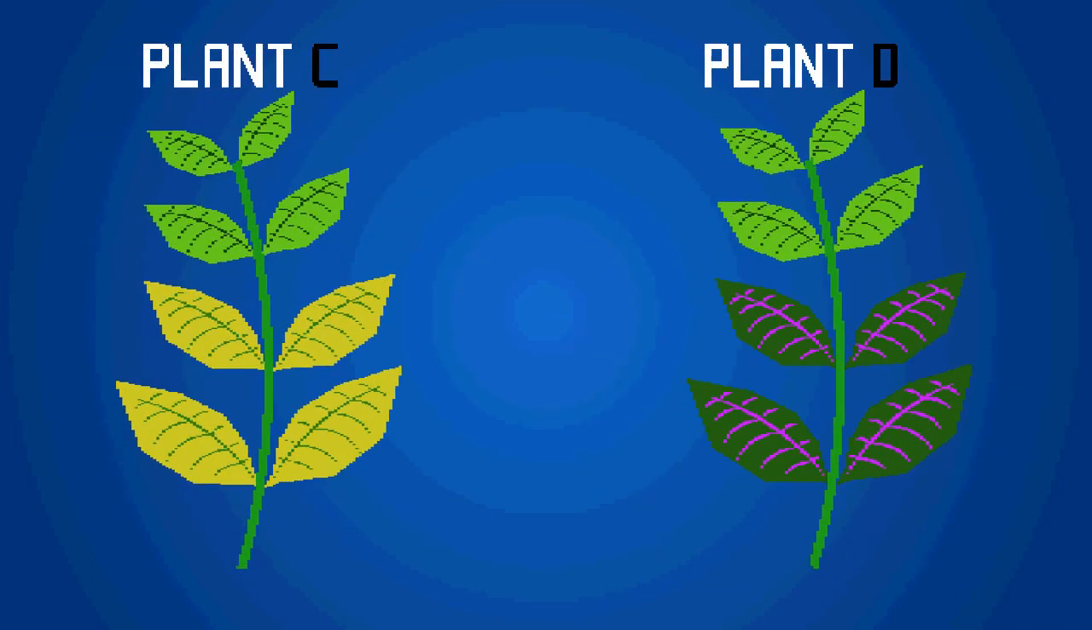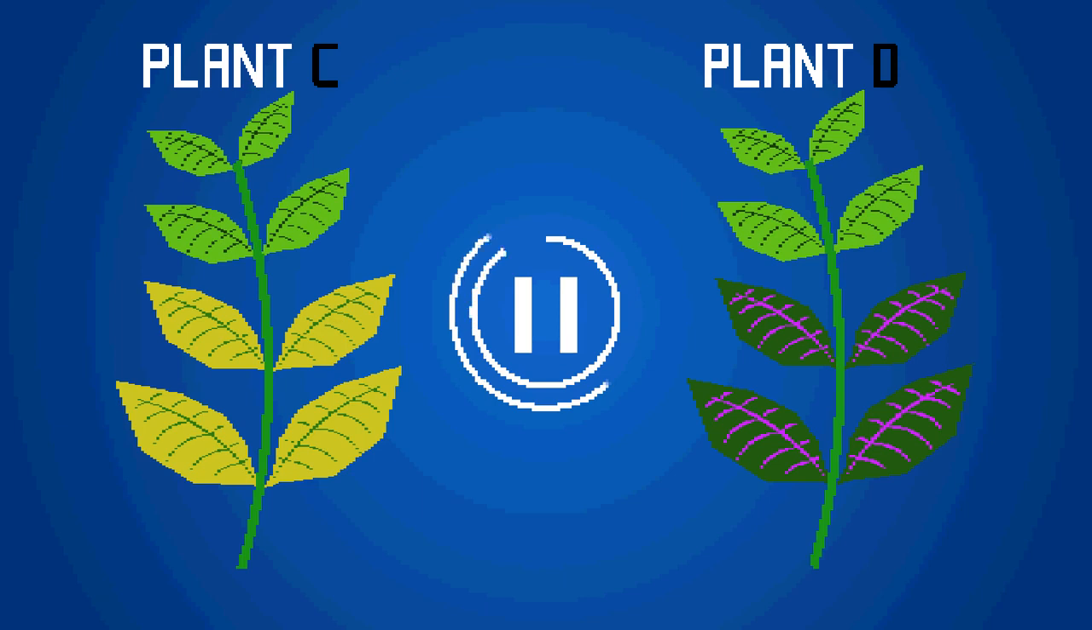Now let's look at plants C and D. They are also both suffering from nutrient deficiencies. Why don't you pause the video here and write down any differences you see between them.